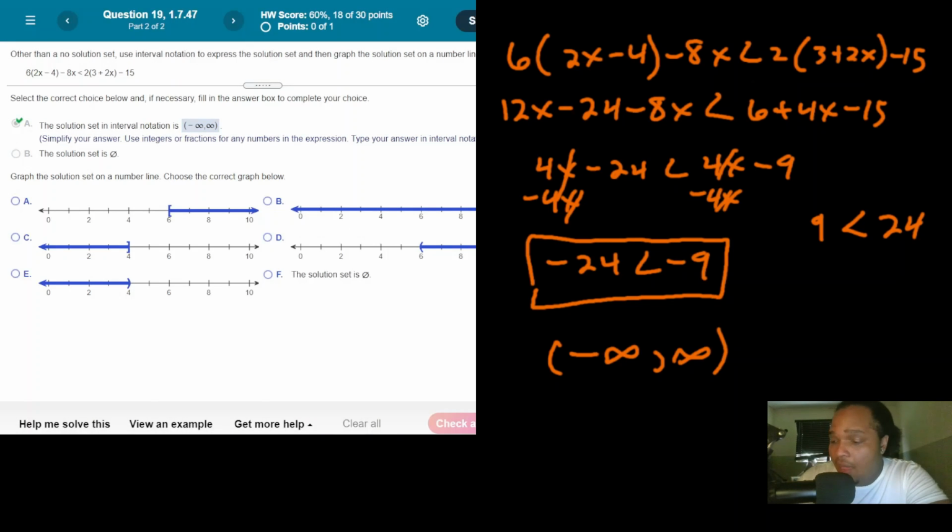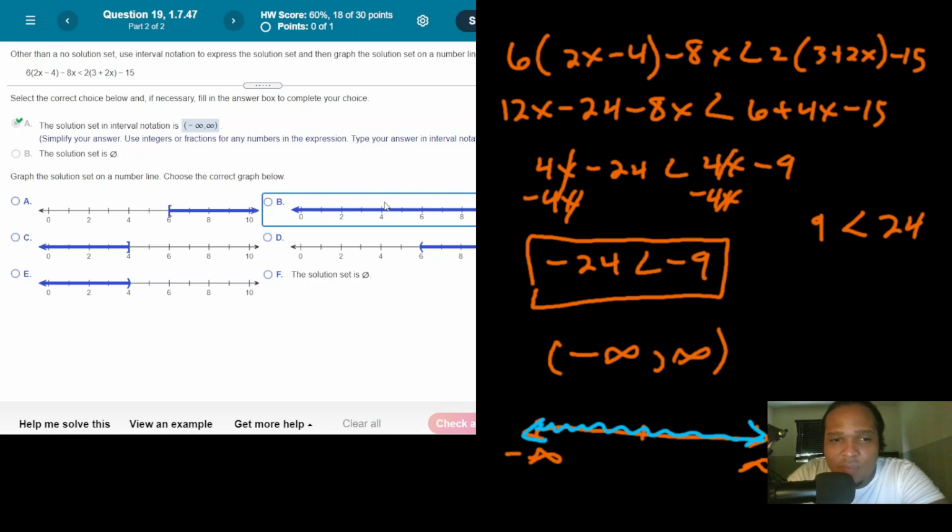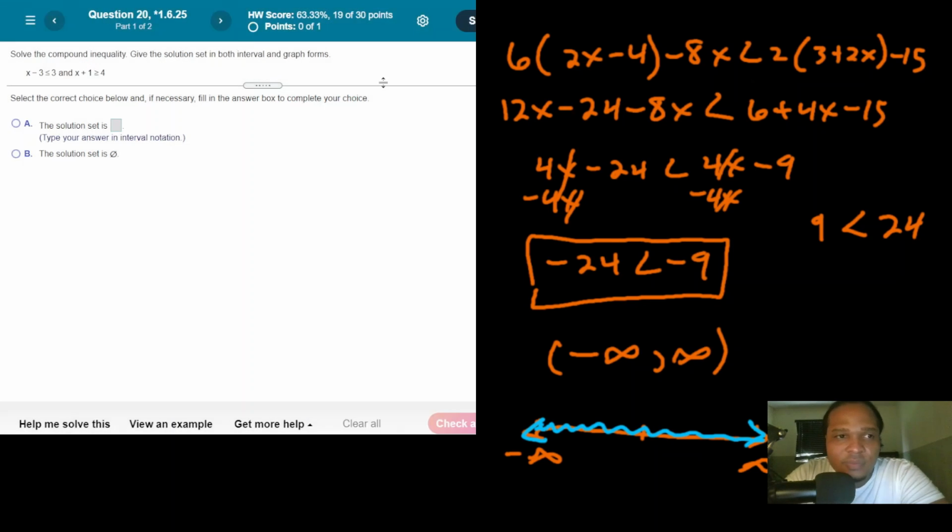Okay, so the graph, the way the graph looks, the graph looks like this. Everything is shaded. Let's use blue. Everything is shaded from here all the way to here. It's the whole enchilada. Everything is shaded. So it looks like that's going to be B. Well done. Okay, so we just did our first all real numbers solution.